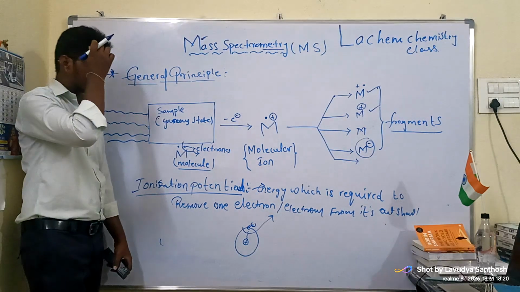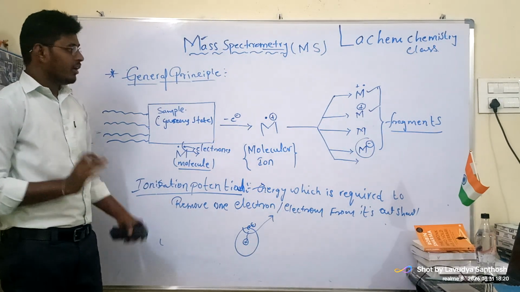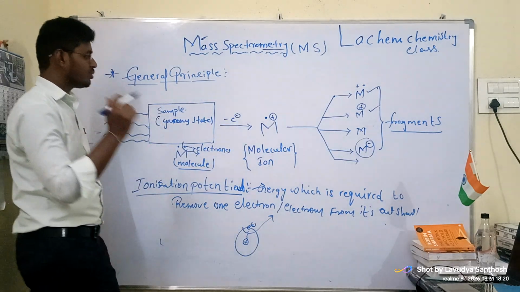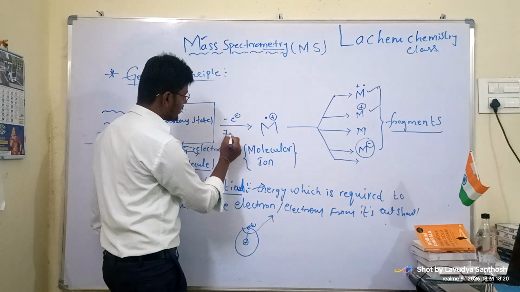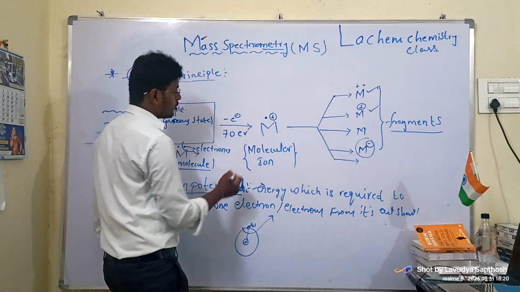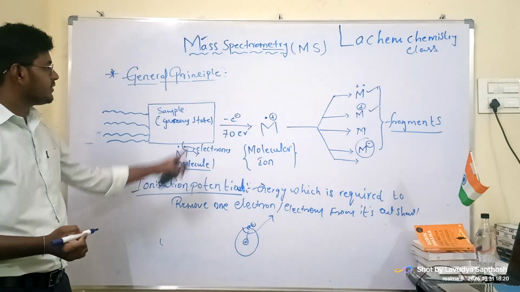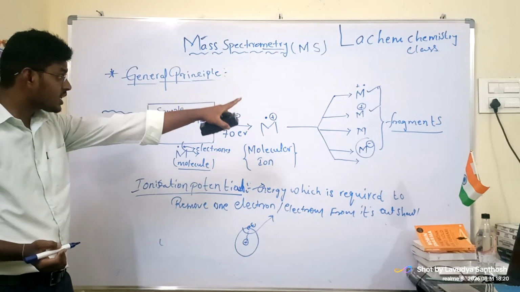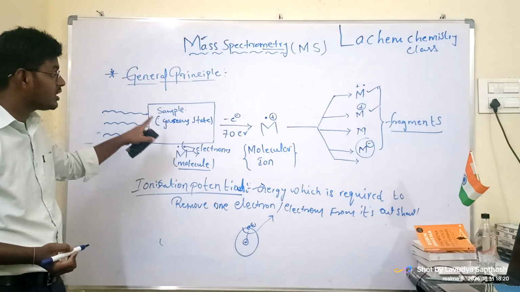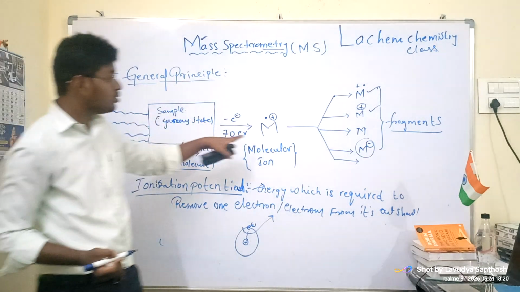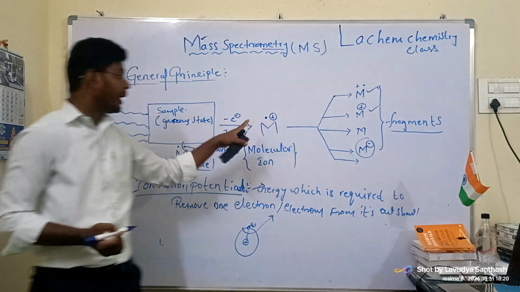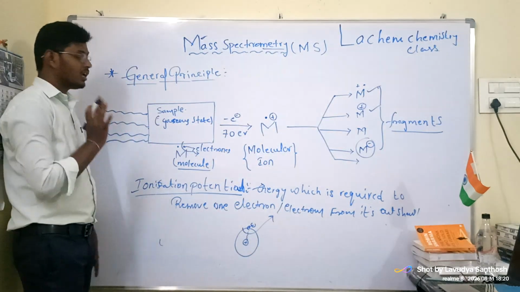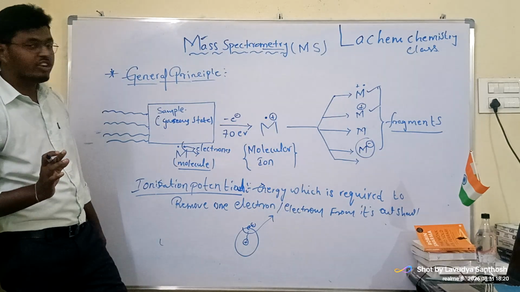Now write down one thing. The required energy, the electronic potential, is 70 electron volts, that we require to convert the molecule to molecular fragments. I am not using the molecular ions for this, that also we will be looking at. Now write down the general principle.